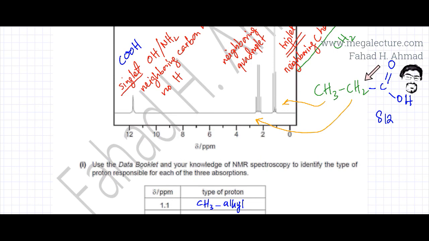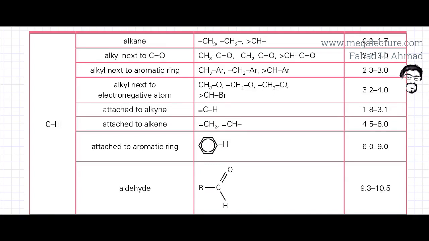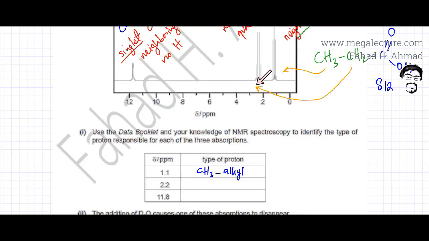Let's see whether these protons resonate at 2.2 or not. So I've opened the data booklet again, and remember I had these carbon chain protons, and if they're next to C=O, they would resonate at 2.2 to 3, which is exactly what we have in our case as well. So going back to my question, this at 2.2 or 2.3 is CH2 next to C=O. So let's write this down. It's CH2 next to C double bond O. And the last one at 11.8, that's the one because of the carboxylic acid, so it's the COOH proton.